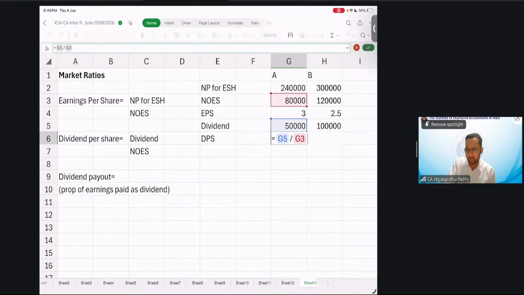Why is it divided by EPS? DPS is calculated by dividing with the number of equity shares, not EPS.